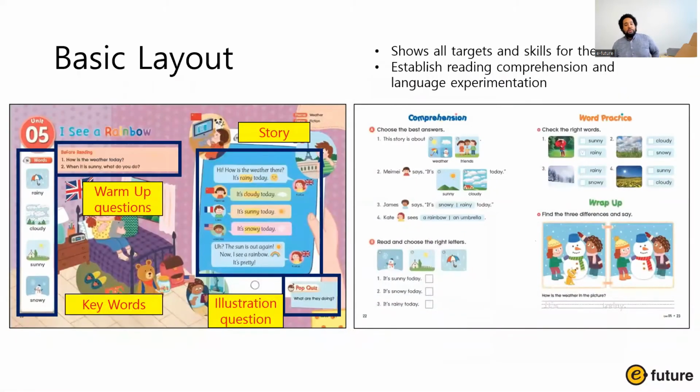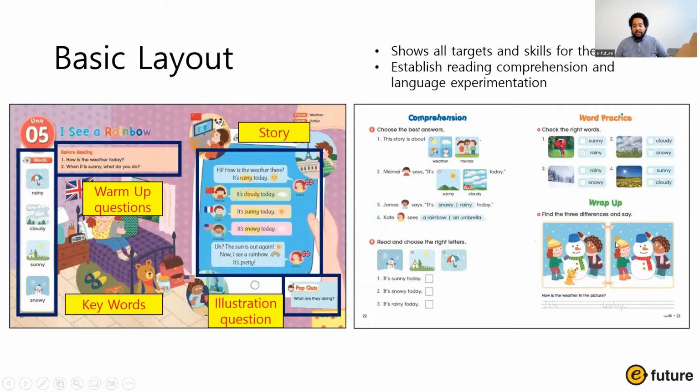Okay, so let's take a look at a very basic layout of these books. We're just going to start here with My First Reading. Basically, this is the layout for a unit. This is unit 5 here. You have a 4-page spread. On the first 2 pages of the unit, you will have pretty much all of your basic targets. You'll see your warm-up questions, your keywords, the story, and some illustration questions as well, some early comprehension questions.